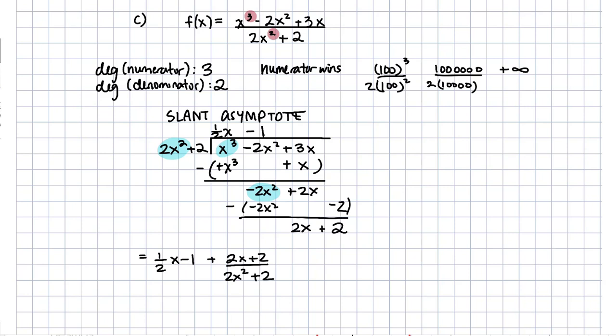Okay, so this is going to be a cool thing that you guys talk about in calculus called taking a limit. But basically, the long story short is when we look at that last term, as you plug in big x values, it goes to 0. So this part goes away, goes to 0, and we're left with what is the slant asymptote. So we're going to be left with 1/2 x minus 1.